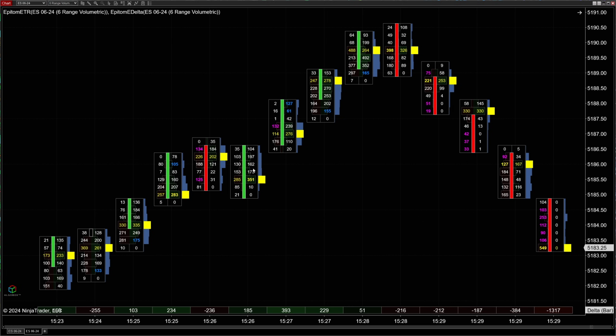Now you're probably saying, Mike, what in the world is a footprint chart? Well, I want you guys to look at this. Each one of these blocks is essentially a candle. Now I have this set to 6 ticks for the S&P 500. We can put this on a time base, meaning each block would be 1 minute, 5 minute, etc.